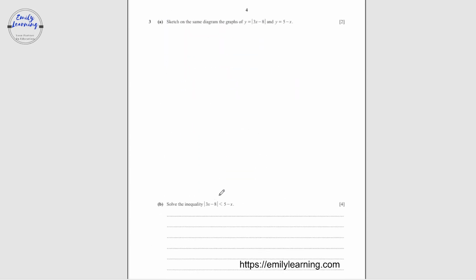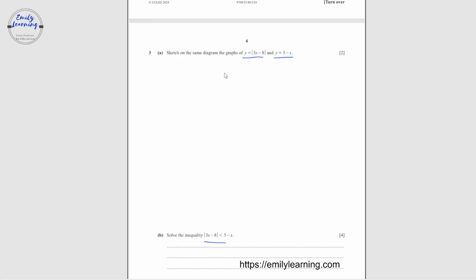Let's move on to question 3. In question 3, you're asked to sketch on the same diagram the graphs of these two equations. If we move on to part B, we know that we need to solve the inequality. To solve the inequality, we do need to know the points of intersection. So let's first look at how to sketch.